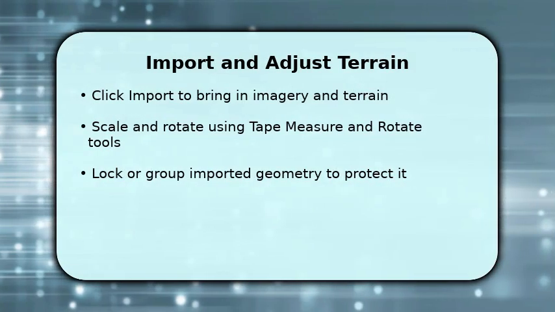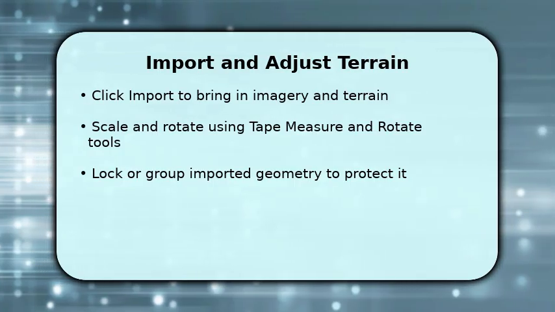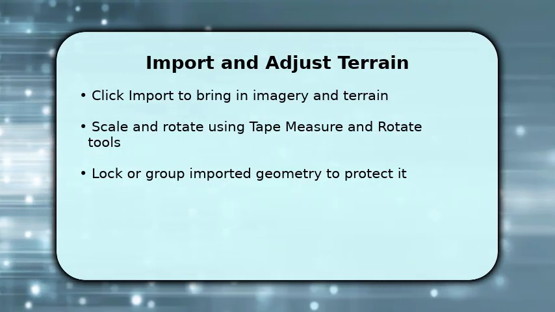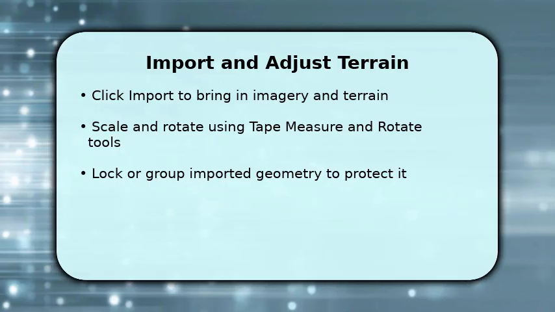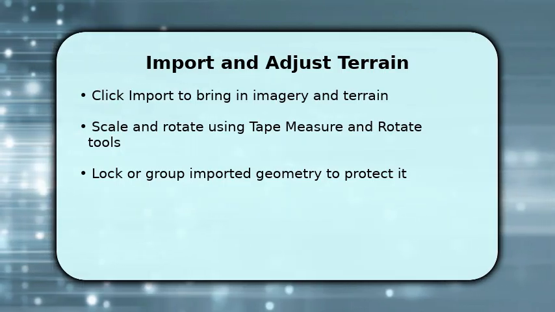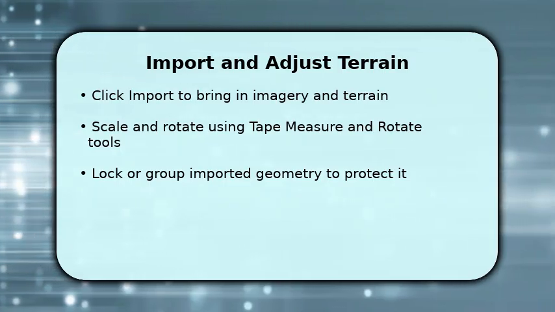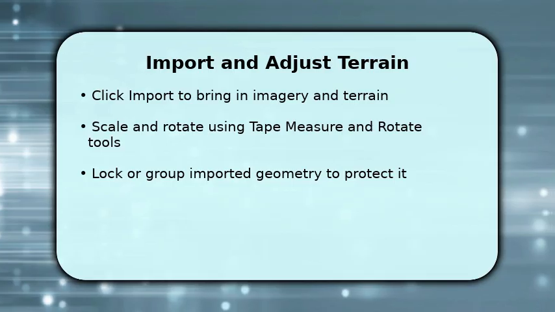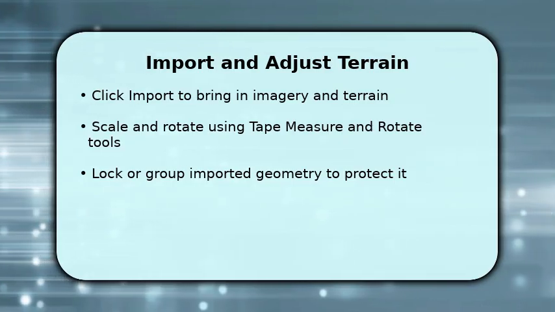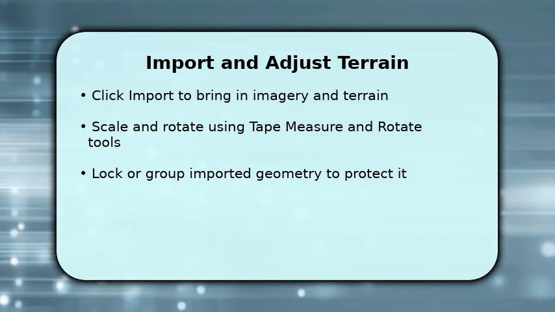After you import the selected location, SketchUp brings in both the aerial image and terrain where available. You should see a draped image on a terrain mesh. You now scale and orient that import to match your project. Use Tape Measure to set a known dimension and rotate to align north or project axes.